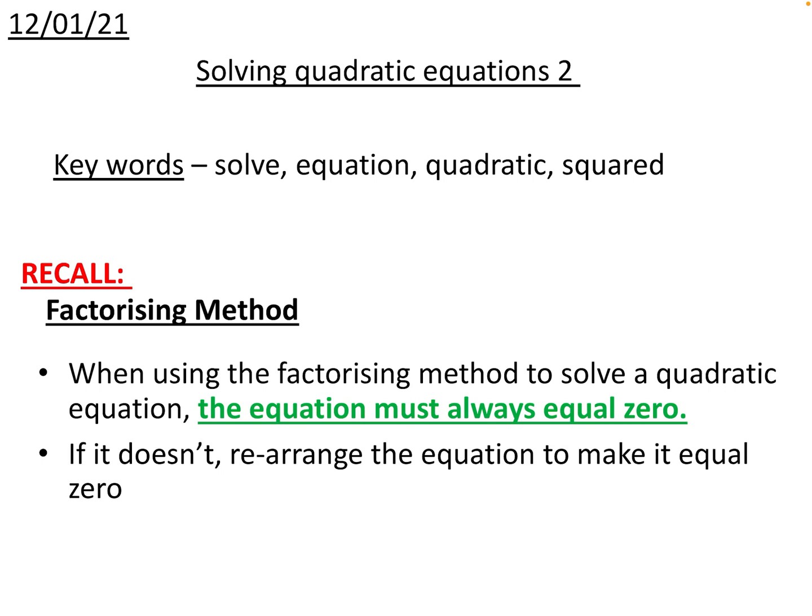Okay, so you need to make sure you remember that when we are using the factorizing method to solve equations, the equation must always equal 0. If it doesn't, we have to rearrange it. For example, if we were asked to solve this, we cannot solve this by factorising yet. We must make it equal 0 first. We must subtract 7 from both sides to get 2x squared plus 4x minus 7 equals 0. Now we can start to use some methods that we've previously used.